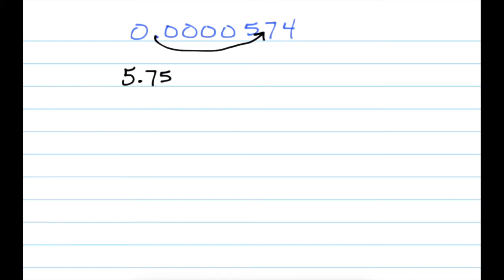But this number is not 4 times 10 to some power. It's 5.74 divided by 10 to some power. Because if we remember our decimal places, this 5 is in the tenths, hundredths, thousandths, ten-thousandths, hundred-thousandths place. So we have 5.74 divided by 100,000.